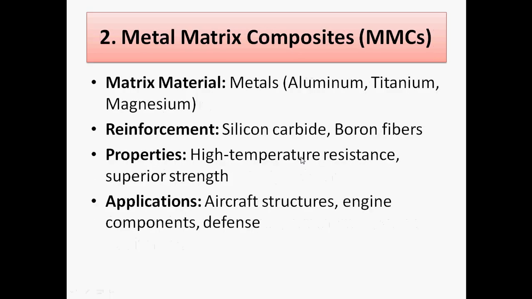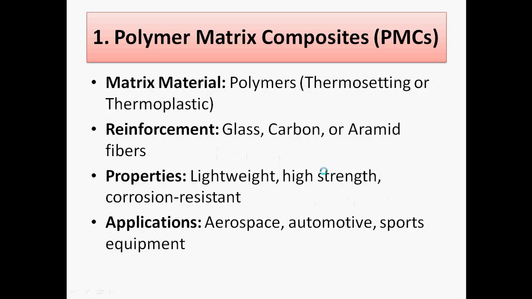Second is metal matrix composites, that is MMCs. Here the matrix is a metal, as the name indicates, in the form of aluminum, titanium, and magnesium. For reinforcement, we add silicon carbide or boron fibers. The properties are high strength and wear resistance, and superior strength is provided by the metal matrix. The applications are aircraft structures, engine components, and defense areas. These are the application areas for metal matrix composites.